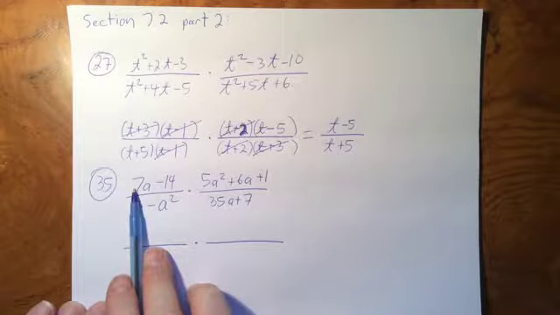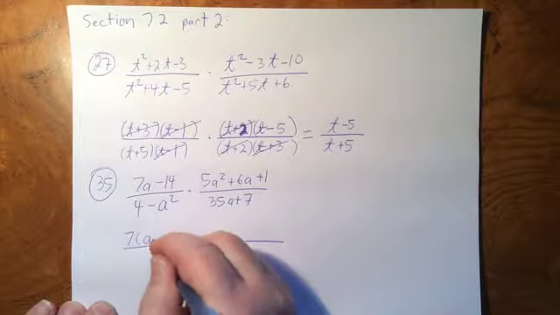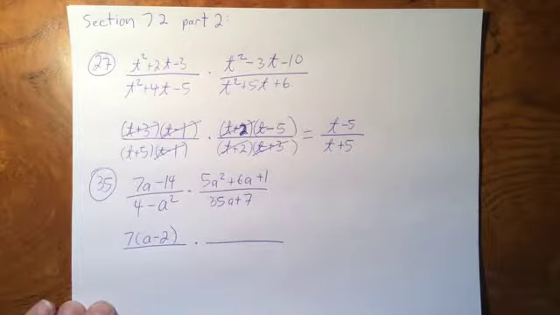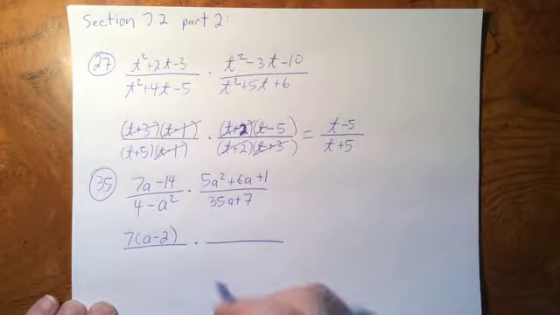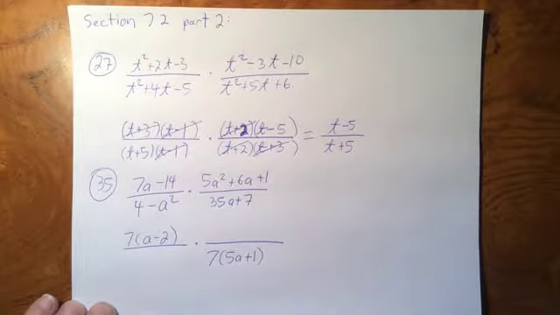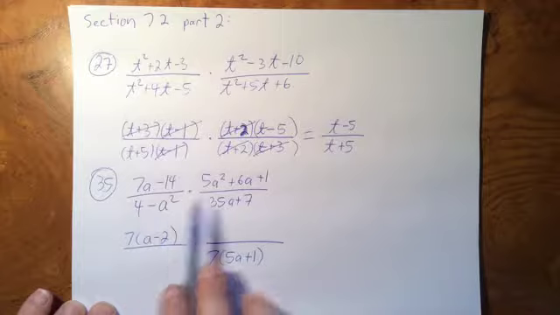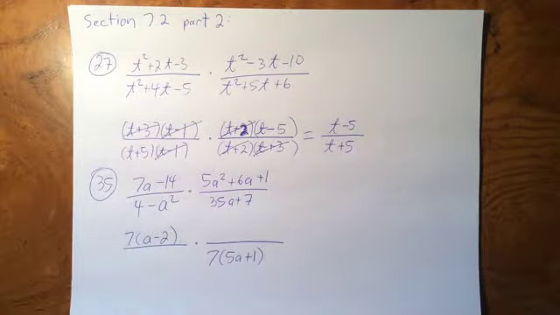For example, for 7a minus 14, I can factor out a 7 and write that as a minus 2. For 35a plus 7, I should be able to factor out 7 and get 5a plus 1. Now for 4 minus a squared and for 5a squared plus 6a plus 1, there are no more greatest common factors to factor from this.